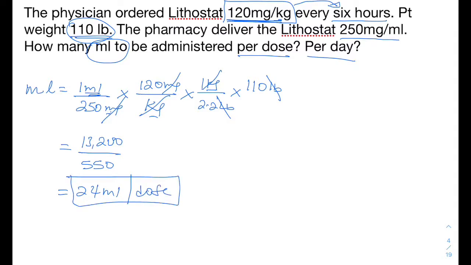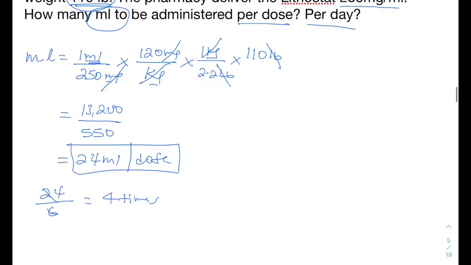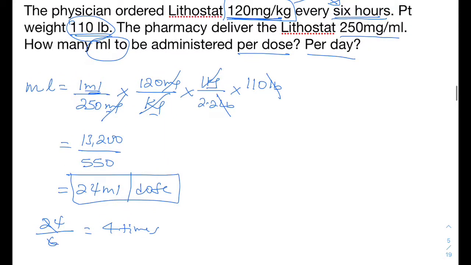Okay, we know the order is every 6 hours. So every 6 hours means the patient gets the medication, we have 24 hours in a day, and if the order is every 6 hours, that means the patient is going to get the medication 4 times. So we have the medication here, 24 ml times 4 is equal to 96 ml per day.